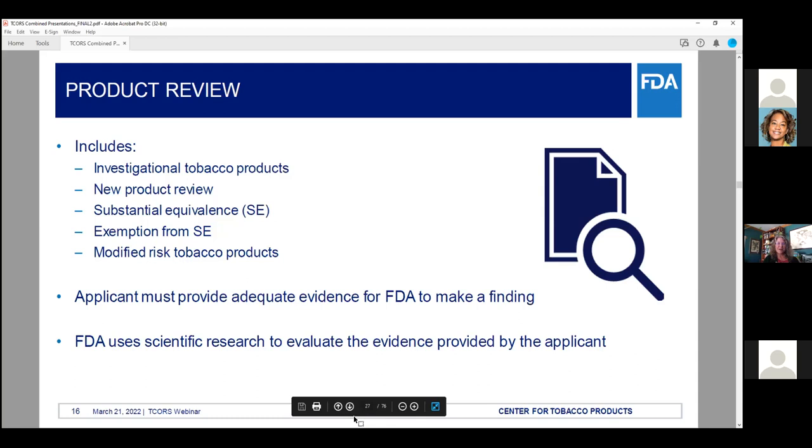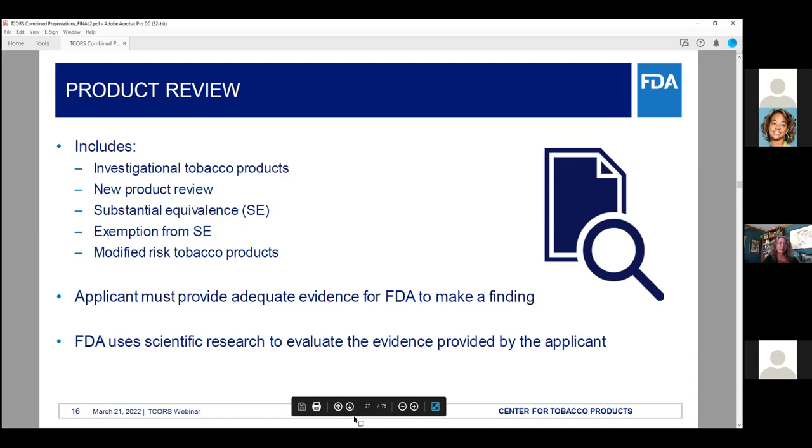Some questions around review of a modified risk product application might include assessing whether the product as it's actually intended to be used by the consumer significantly reduces the harm and risk of tobacco-related disease to an individual user, and how it impacts, again, and may benefit the health of the population as a whole.